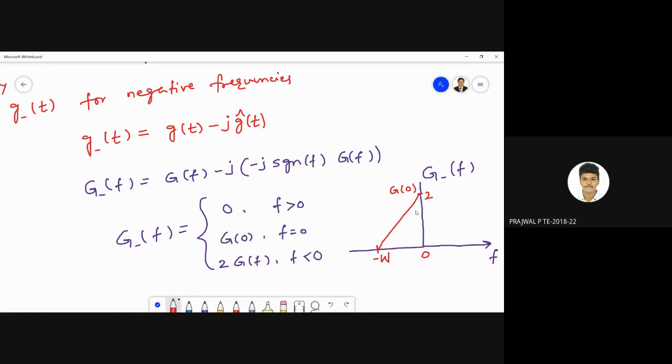Sir, here they say 2 into G of f, no, sir? That is for f less than 0. Yeah, that is for f less than 0, it is 2 into G of f only. I wrote right there, 2 times G of f for f less than 0. So the magnitude is doubled. The magnitude of G of f is doubled, but the positive frequencies have been eliminated here. Okay. Yes, sir. Got it, sir.